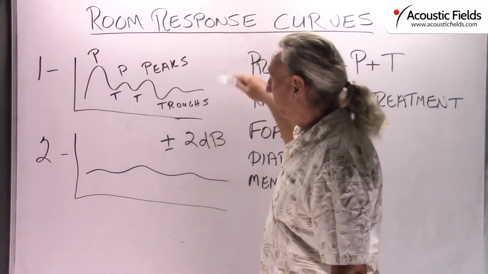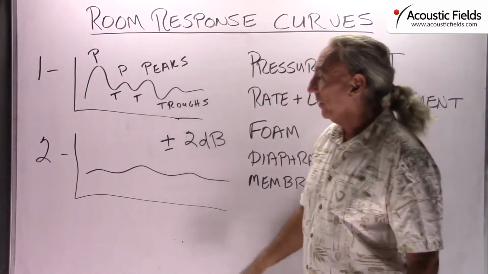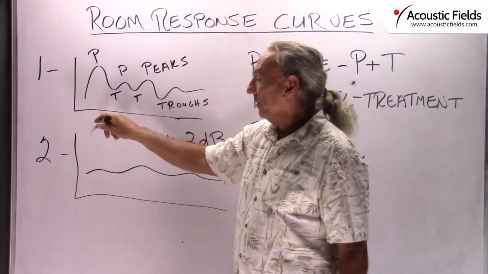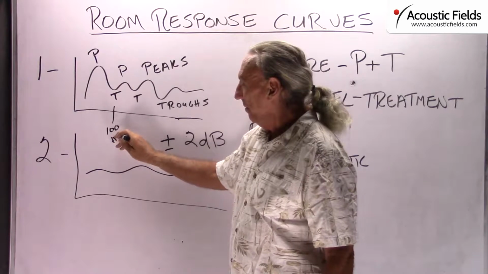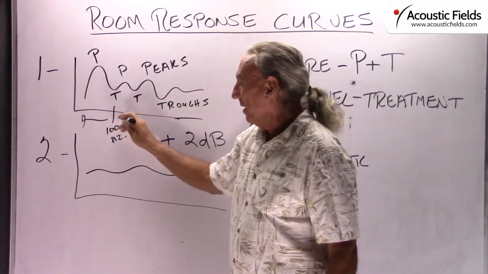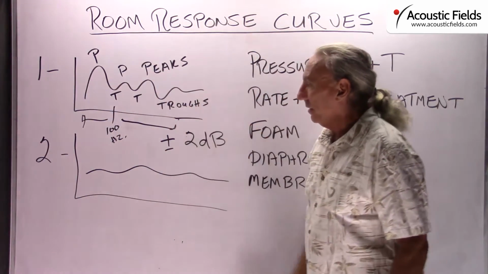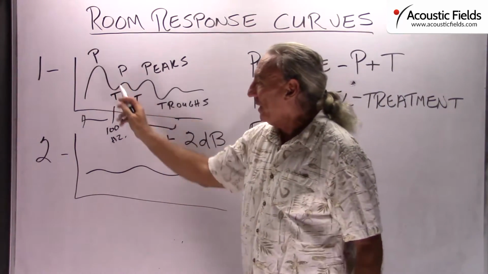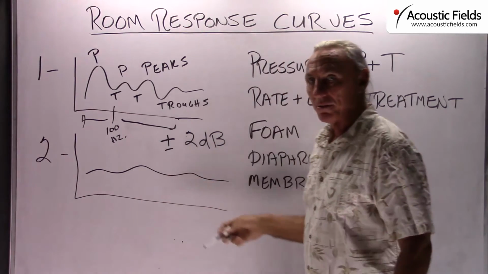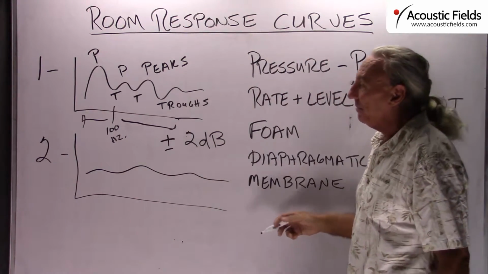Most response curves look like this. It looks like a snake. You got a big hump here in the low end. Let's call this 100 cycles here. So everything below 100, we have a big hump, and then we have a lot of sways and peaks through the mid-range. So these are called peaks. These are called troughs. So let's get our terminology right in the beginning.